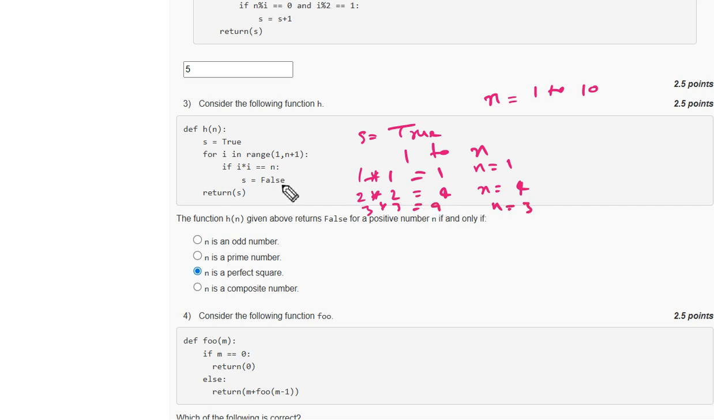So what does it mean? When will s become false, what is the question? The function h of n given above returns false for a positive number n, if and only if. So it returns s value false whenever n is a perfect square. So for 1, 4, 9, we got s is equal to false. So that's why the answer is, if n is a perfect square, then we are going to get s is equal to false for a positive number n. The answer is n is a perfect square.